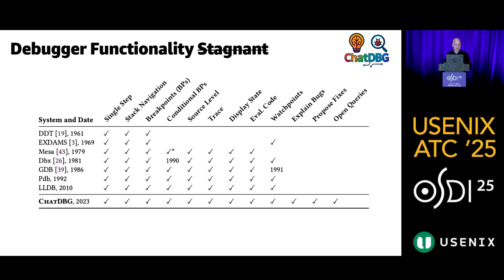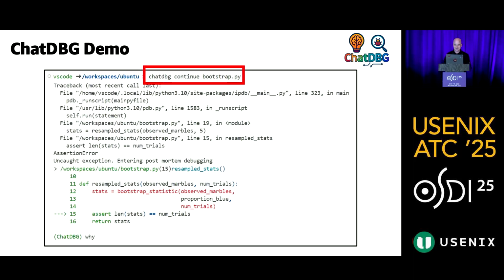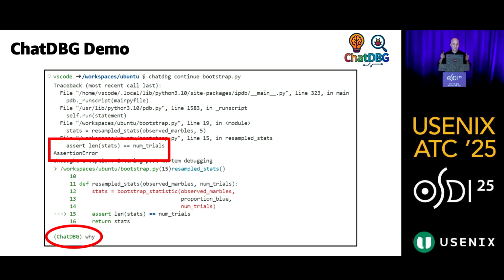So this is why we created ChatDBG. It has a bunch of new features. I'm going to walk you through a demo of ChatDBG and then talk a bit about how it works. All right? So here we have a Python program, and it has failed. It comes up with an assertion. It says the length of stats should equal num trials, but it doesn't. This is taken from student code for a data science class. And in ChatDBG, you can issue different kinds of commands, including just "why". Why?